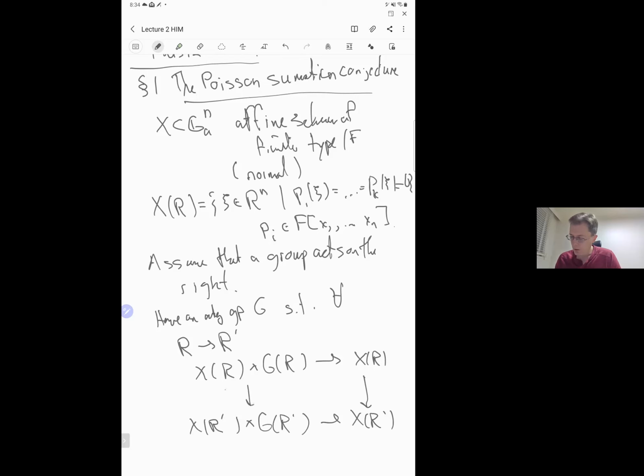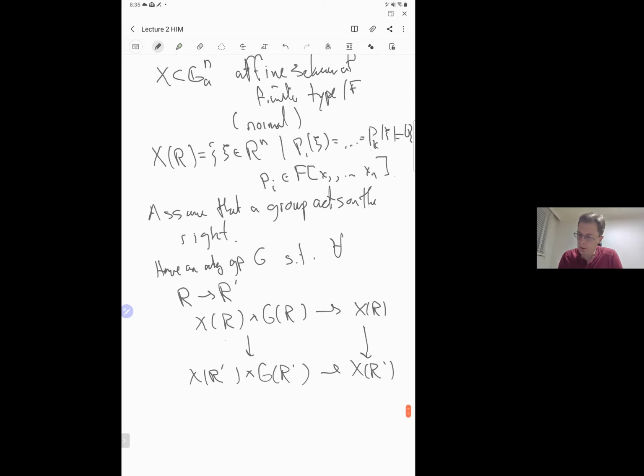What I mean by this is: if I take the system of equations and look at a solution with coefficients in R, then I get a solution in R prime. So I can have maps from the top to the bottom on this diagram, and the top map and the bottom map are just action maps. These are all just sets. All right.